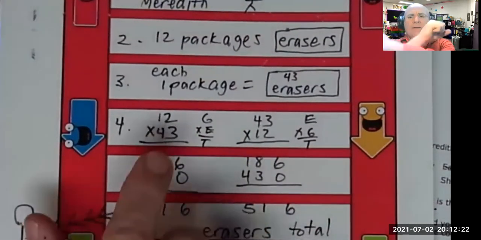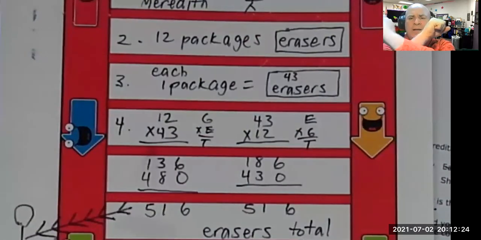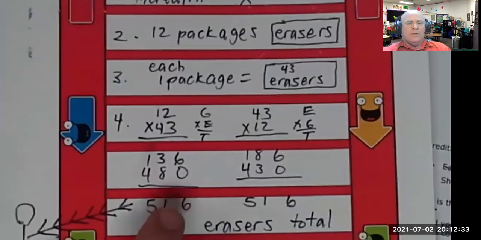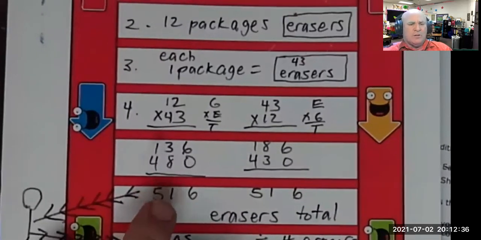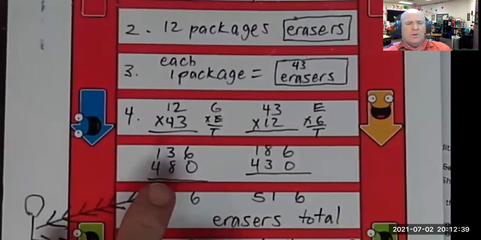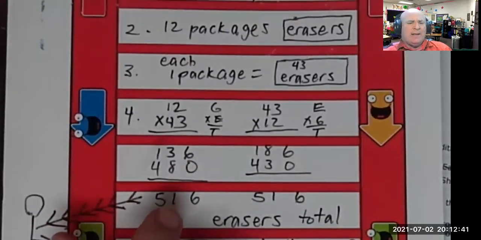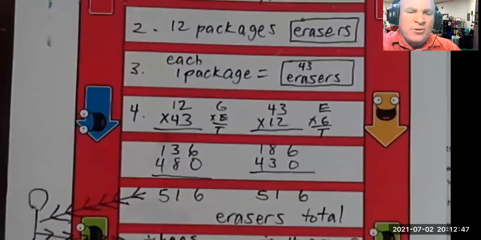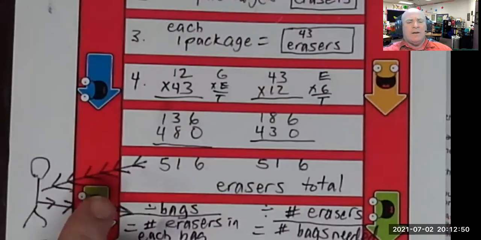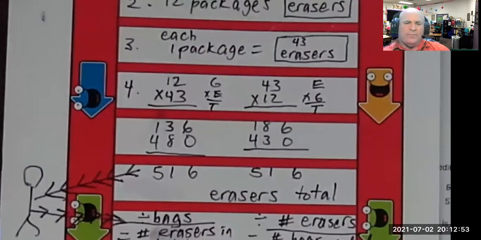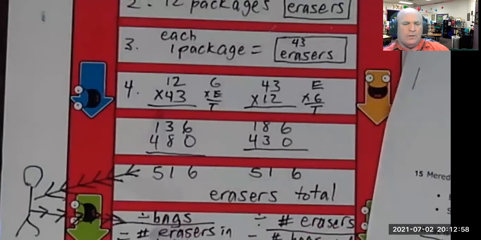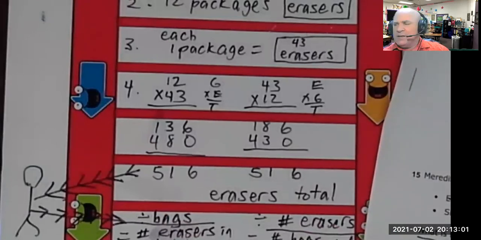And so product is times, multiply, product. And so what I've done is do the multiplication step two times, both ways, to make sure that I get the same total. And so a lot of your students might have stopped right there. But if you look at the question, does the question say how many erasers do we have altogether?